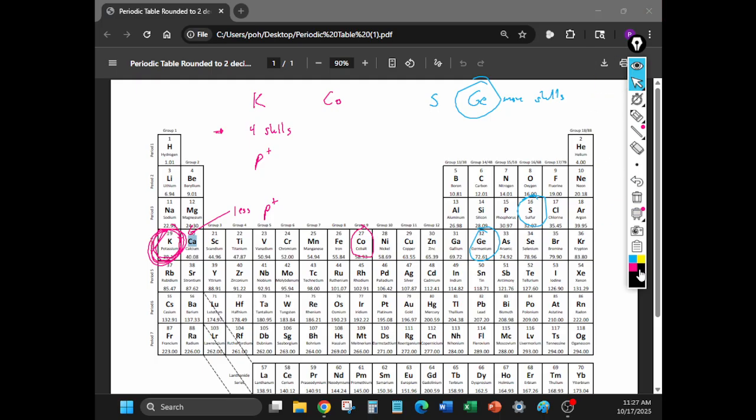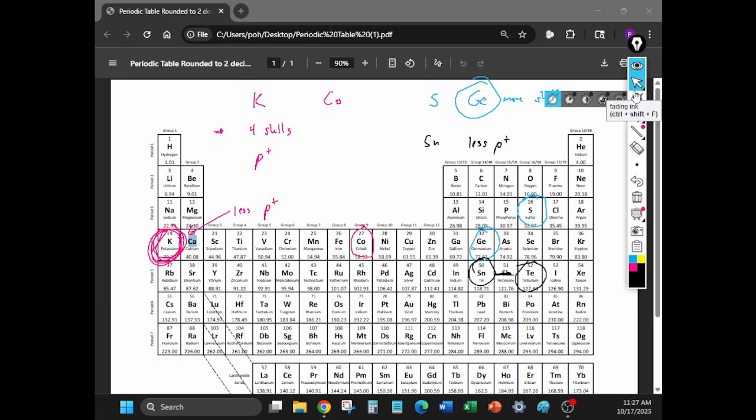And then the last one, we have tin, Sn, and tellurium, Te. Which one is easier to remove? Tin. Why tin? Fewer protons. Great. And that's it. That's how you compare ionization energy. It's pretty much the same thing as electronegativity for now.